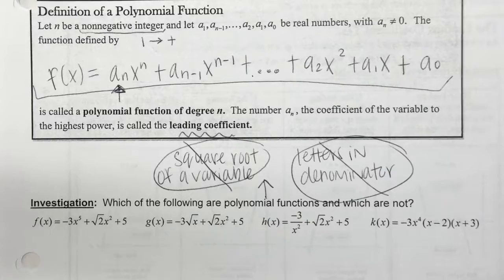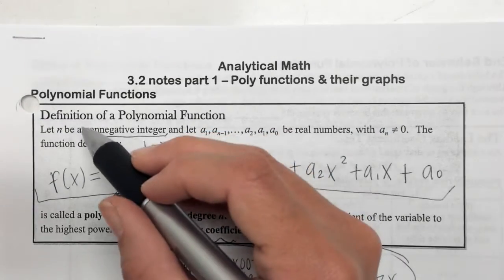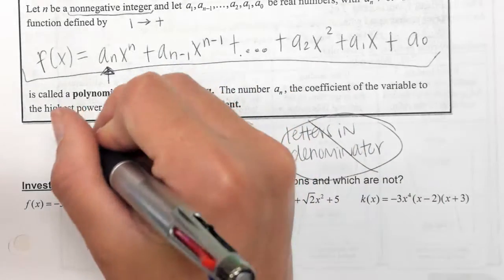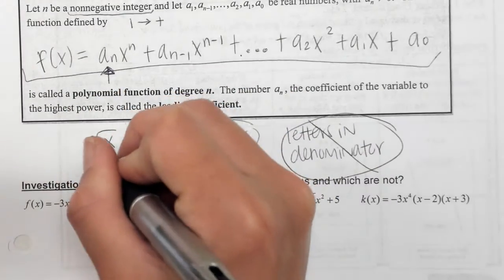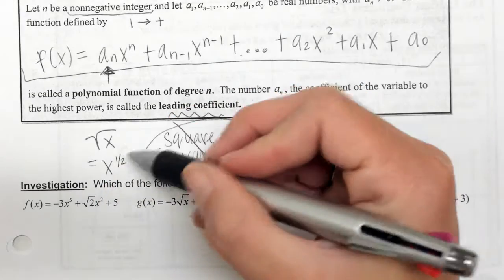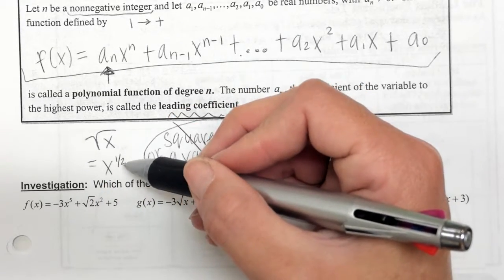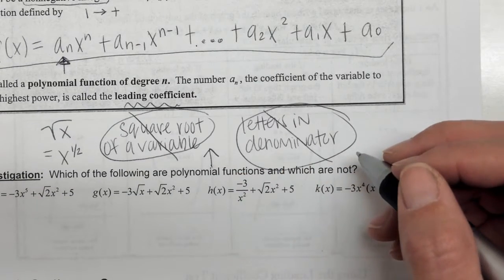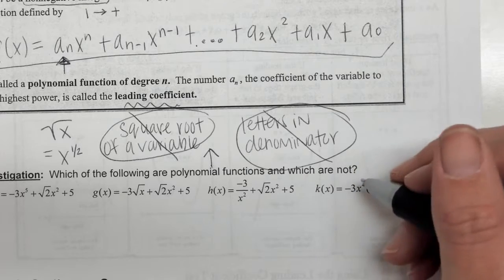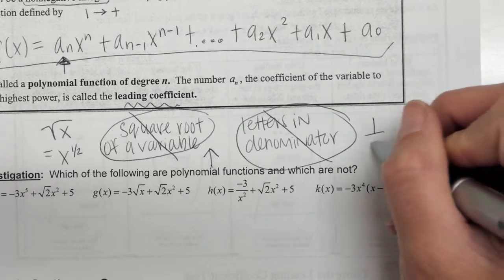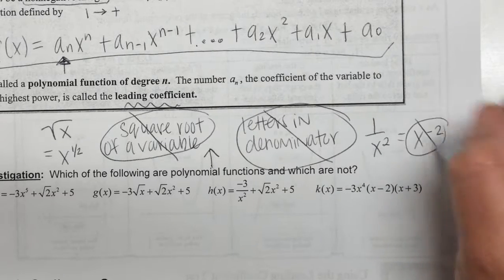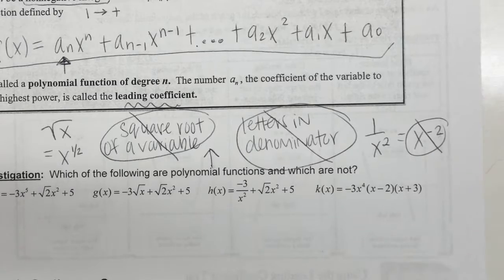And just to clarify why, let me go back up here. Your exponent has to be a non-negative integer. If you think about the square root of x, this is the same thing as x to the 1/2. Notice our exponent is not an integer because it's a fraction. So that's why we can't have square roots of variables. We also can't have negative exponents. So when letters are in the denominator, like 1 over x squared, that's the same as x raised to the negative 2 power. That's why we can't have letters in the denominator, because the exponent would be negative.